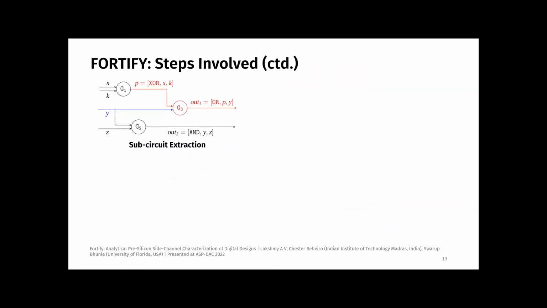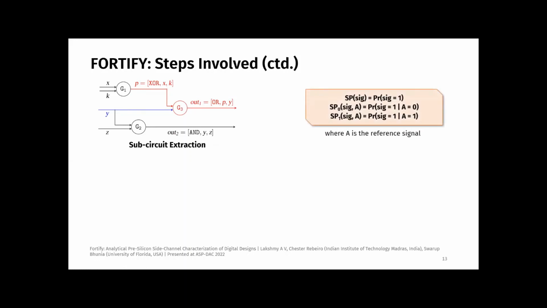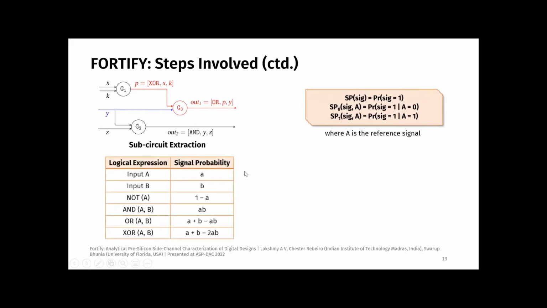The third module in Fortify estimates the signal probability and conditional signal probability values for each signal in the extracted subcircuit. Given these probability values for the inputs of a logic gate, we can determine the corresponding values for the output of the logic gate by applying these incremental signal probability formulae in this table.